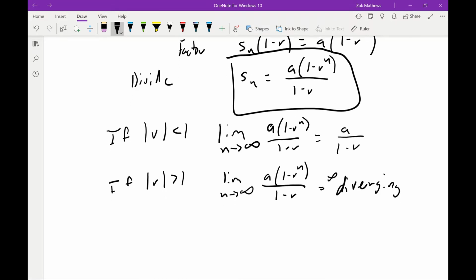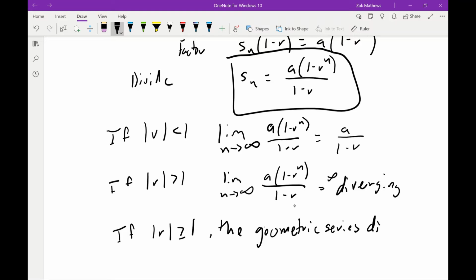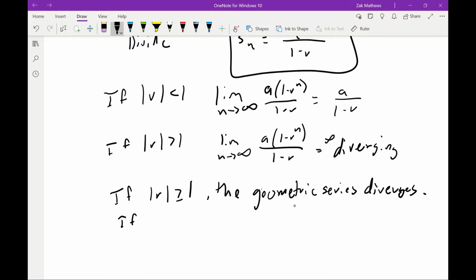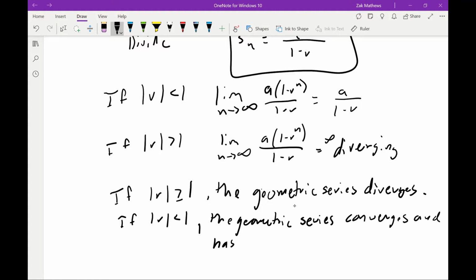So what that tells us is if the absolute value of r is greater than or equal to 1, the geometric series diverges. The only time that the series will converge is if the absolute value of r is less than 1. The geometric series converges and has a sum of a over 1 minus r.